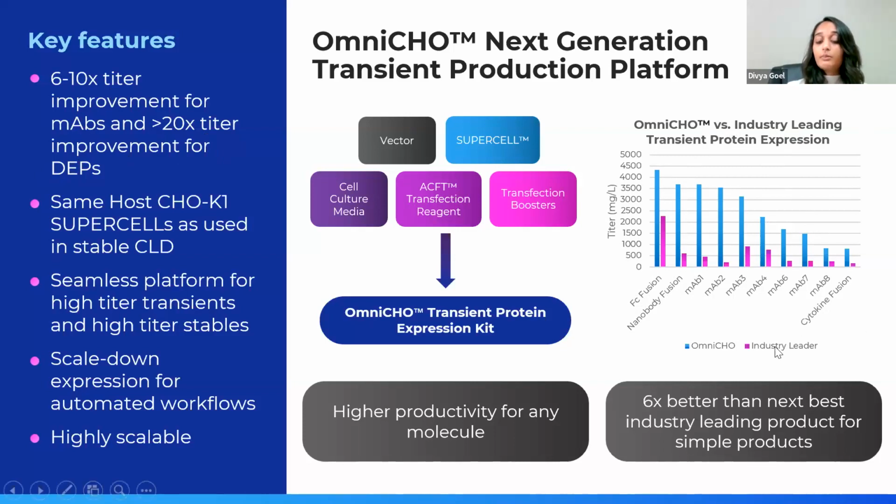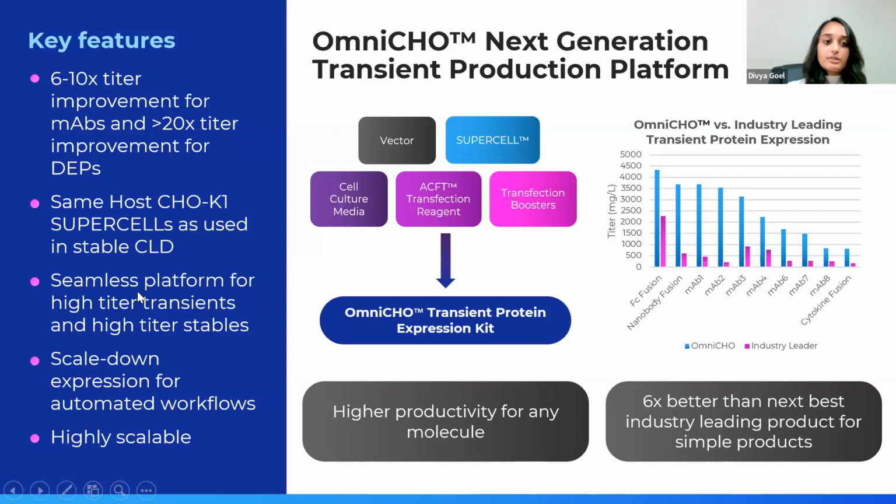We can see with the industry-leading platform, titers are quite good, about 500 mg per liter to about 1 gram per liter. But in our OmniCho system, you can see a significant increase in expression, increasing even up to 4.5 grams per liter, and several other molecules which are 6-fold to 10-fold higher expressors. This is a subset of molecules we express that we consider to be well-behaved, good expressing molecules in the industry-leading platform. And we see substantial increases in our system.